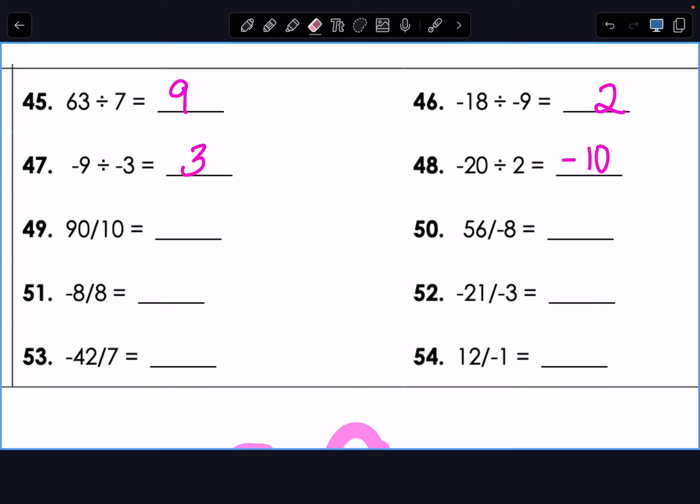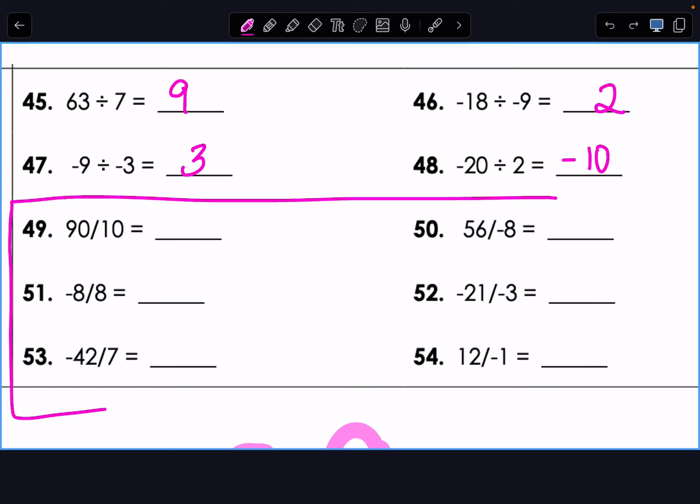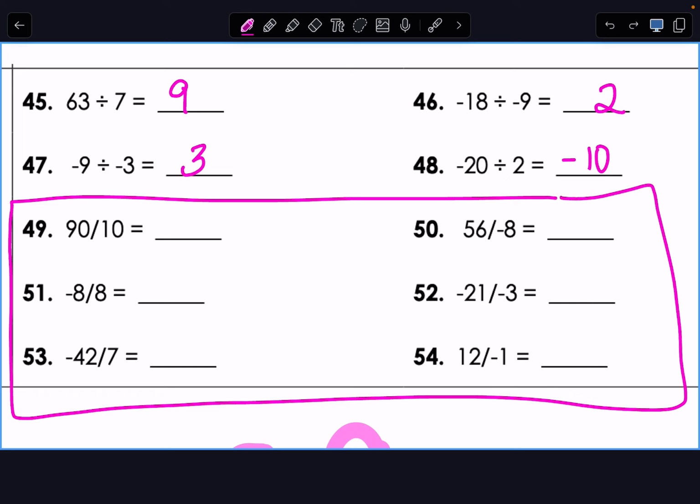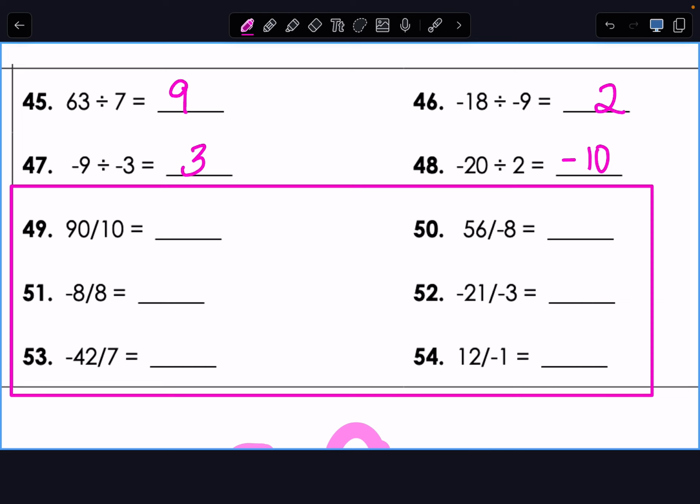I need you to do the last 6 here on this page. Check in with your answers when you have them. We'll go over them together.